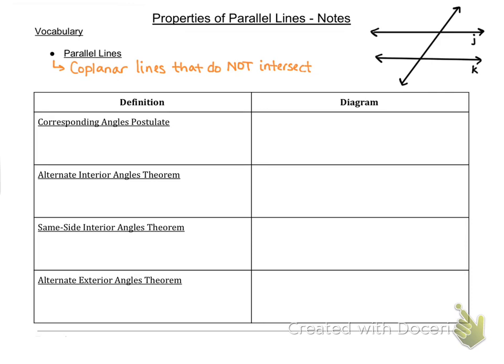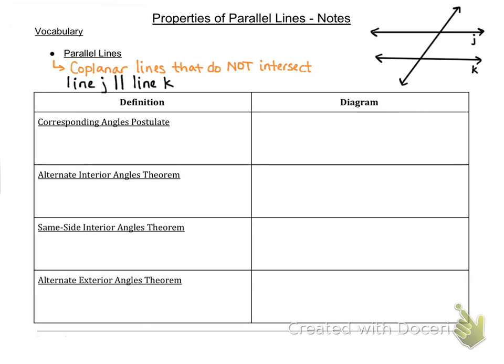Now the way that you're going to write this is you could say line J. The way that we denote two lines are parallel, we use two lines that are straight up and down. So line J is parallel to line K.